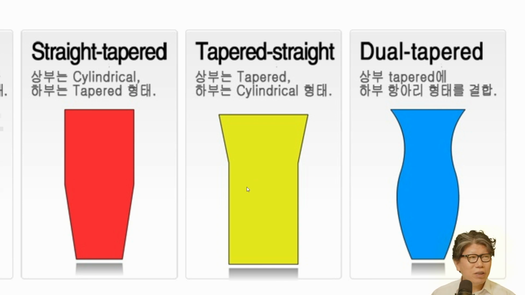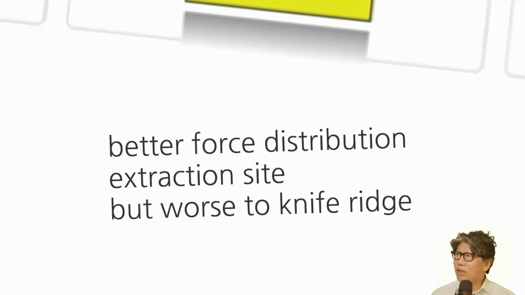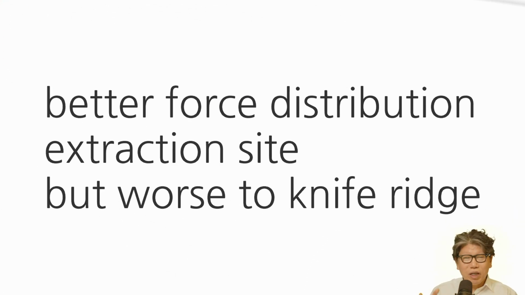Then a type comes out where the top is tapered and the bottom is straight. A representative example is the Astra implant. The Astra implant has this shape. The top shape of the implant is wide, so it has good dispersal of occlusal forces. And in the case of an extraction site, the space above is large at the extraction site, on the crestal side. That's a good thing. On the contrary, what should we do about the knife edge?